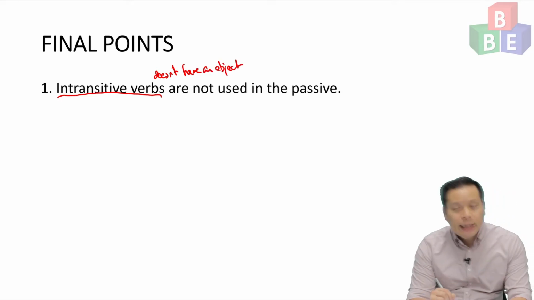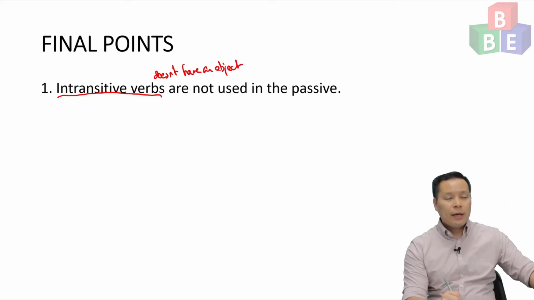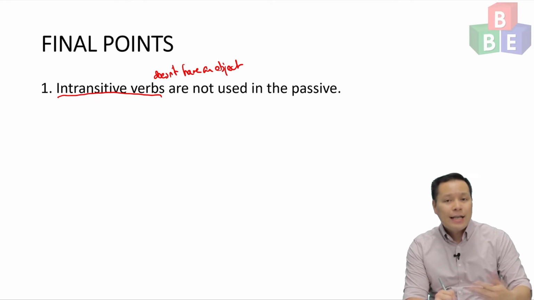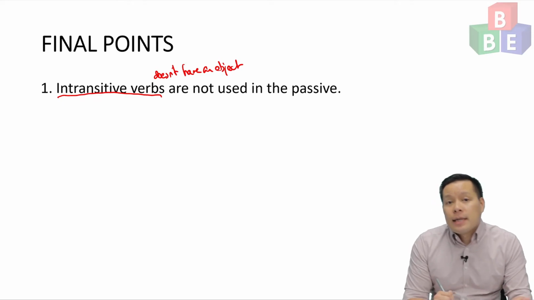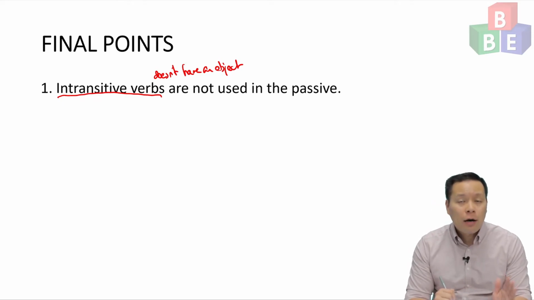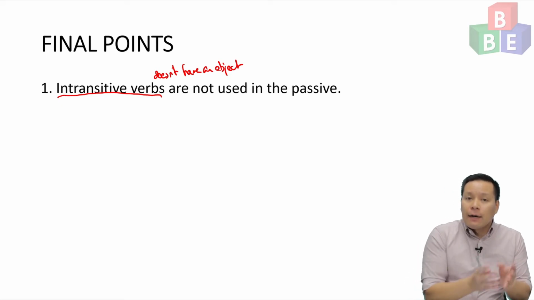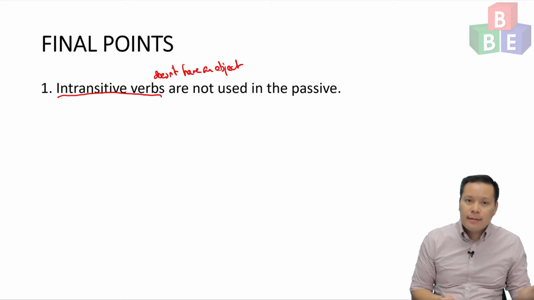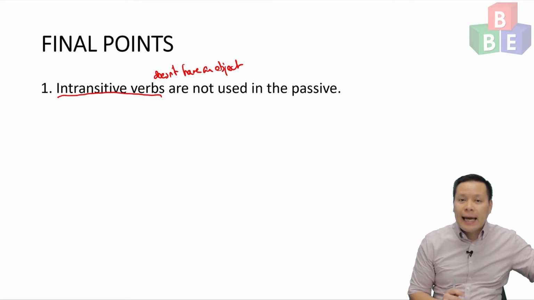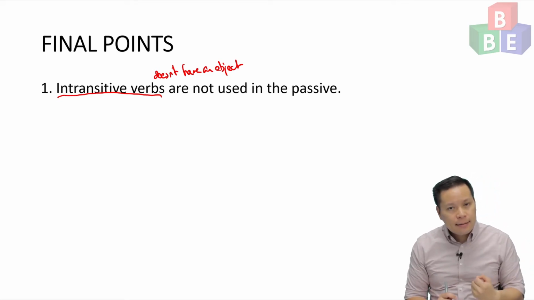There are a lot of verbs in English that don't have objects. For example, one is take off. In the example sentence, the plane took off in the morning. There is no object after take off. There is a time phrase, but remember, that's extra information and that's optional.